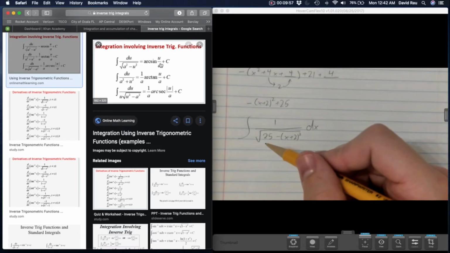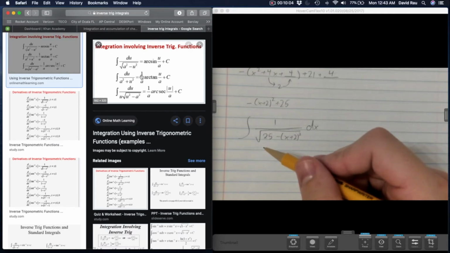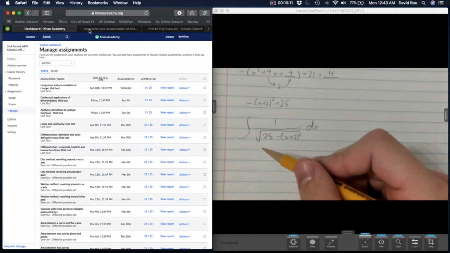Arc sine, you just have the a underneath inside the arc sine. But for arc tan, a is on the inside and a is on the outside, and a is always in the denominator in this case. So just be careful about that.